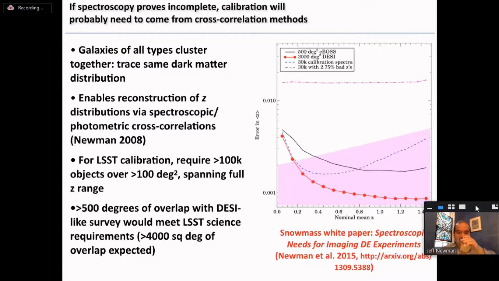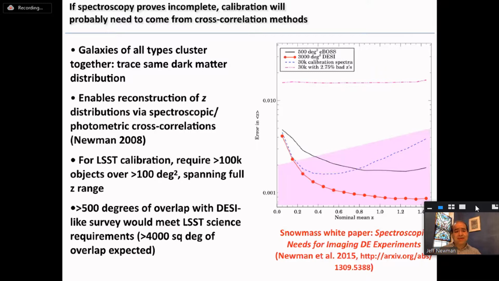The basic idea there is we know that galaxies of all different types cluster together because they're all tracing the same dark matter distribution fundamentally. So if you take advantage of the fact that things in large spectroscopic surveys like DESI and the objects that you only have photometric redshifts for in LSST are tracing the same web of dark matter, you can actually reconstruct redshift distributions via the correlations between spectroscopic objects and photometric objects in the sky. Sometimes this is called clustering redshifts. So I wrote the first paper on this back in 2008.